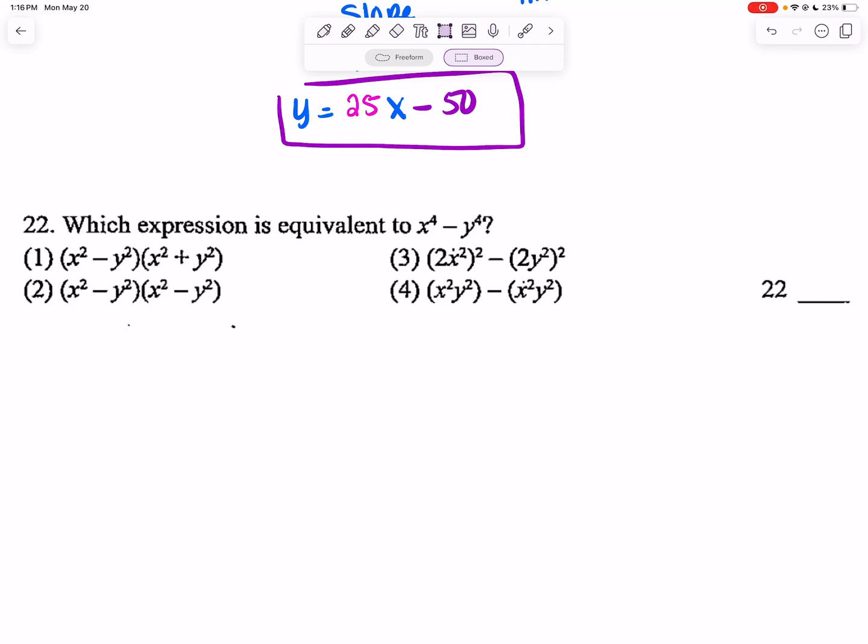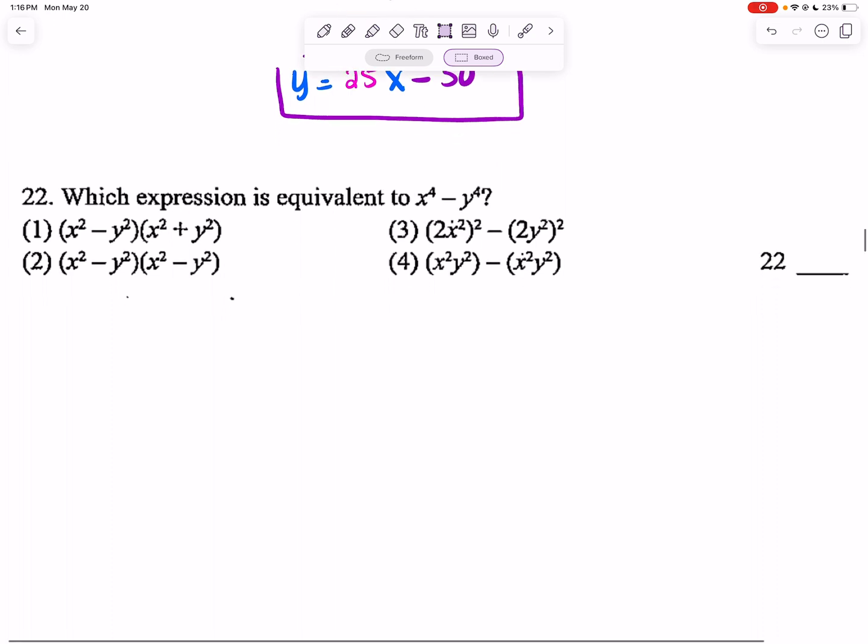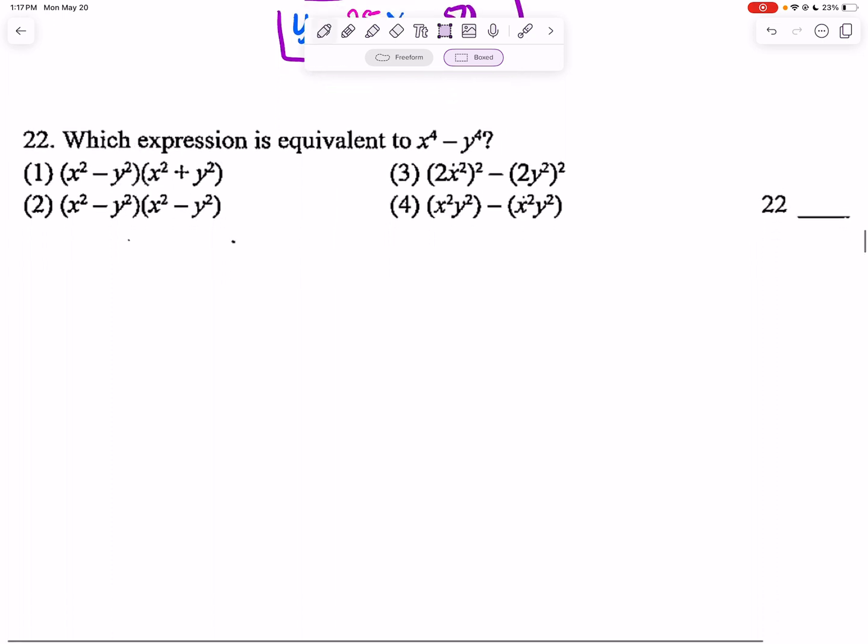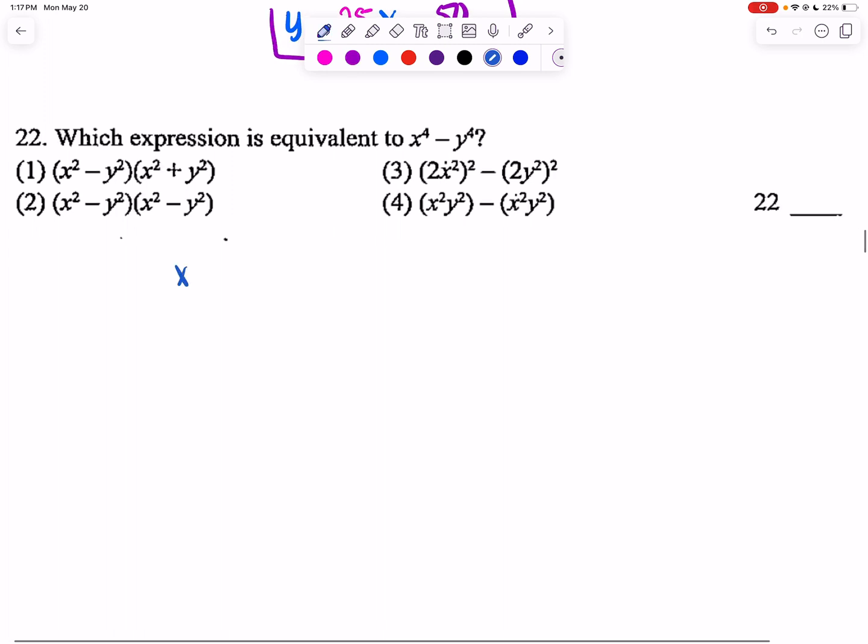Okay, let's look at question number 22. Which expression is equivalent to x to the fourth minus y to the fourth? So if we look, all these expressions are examples that are being factored. So what we're going to want to do is factor x to the fourth minus y to the fourth. So let's rewrite our expression.